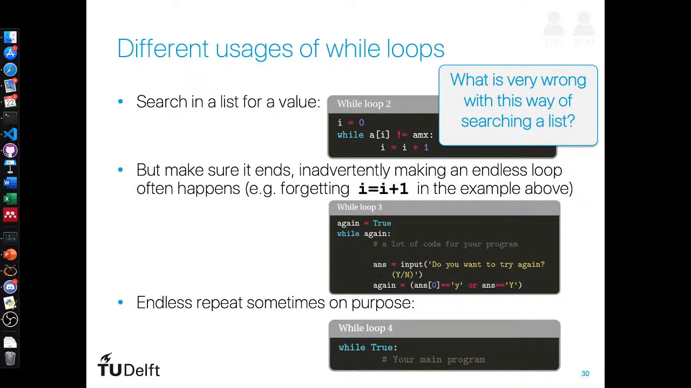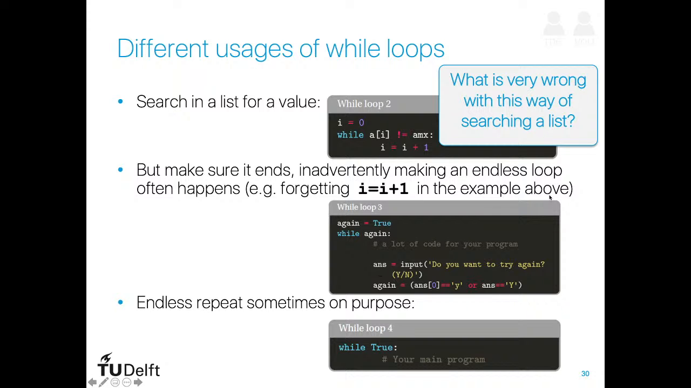Yeah, I see a couple of people that give me the correct answer. Indeed, what would happen with this while loop if AMX is not part of list A? Then at some point, your index number I would exceed the length of the list and you would get an error. You cannot access elements beyond the length of a list. That wouldn't make sense. And in that case, indeed, you would get what's called an index error, and your program stops probably earlier than you would have wanted it to.